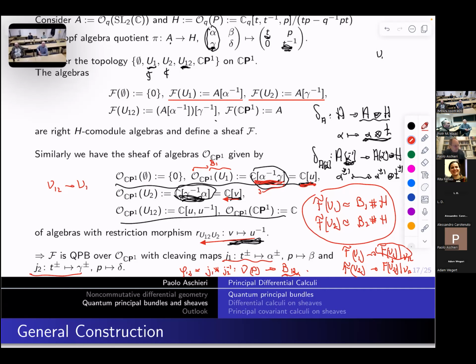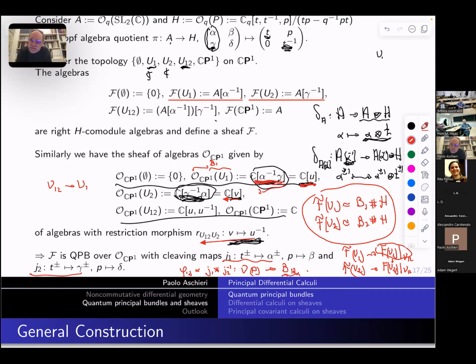But I'm very happy that you answered my second question before I asked it, that is, in this particular case, when you look at this sheaf of commutative algebras, all these sheaves that you get here, I mean, these important ones, F U1, F U2, are really smash products. That's exactly what I expected. That's how it should be. You get more here than just a quantum principal bundle. You get a locally trivial quantum principal bundle.